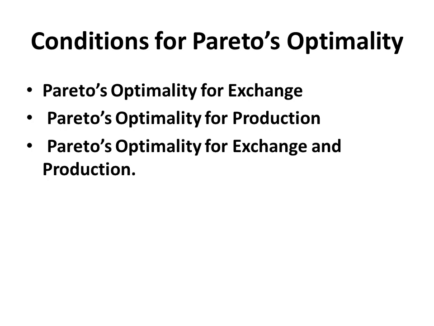The third one is Pareto's Optimality for exchange and production. Given the optimality of exchange and production, we arrive at a point that is the optimum product mix, that is, we establish equality between the optimality of exchange and the optimality of production.